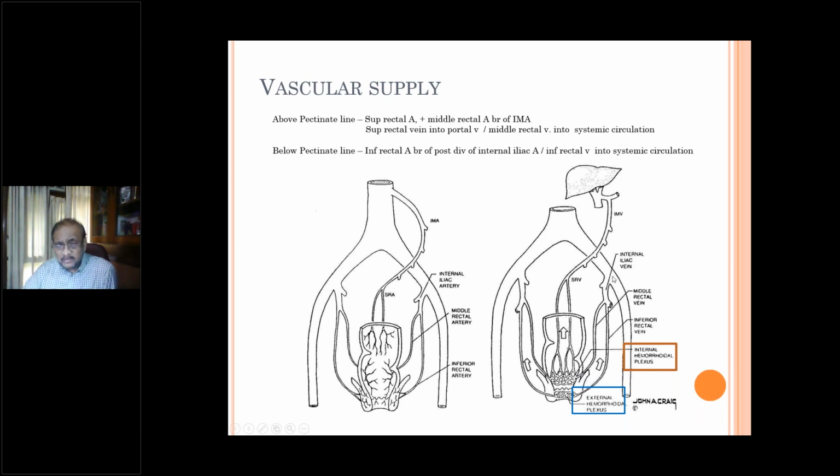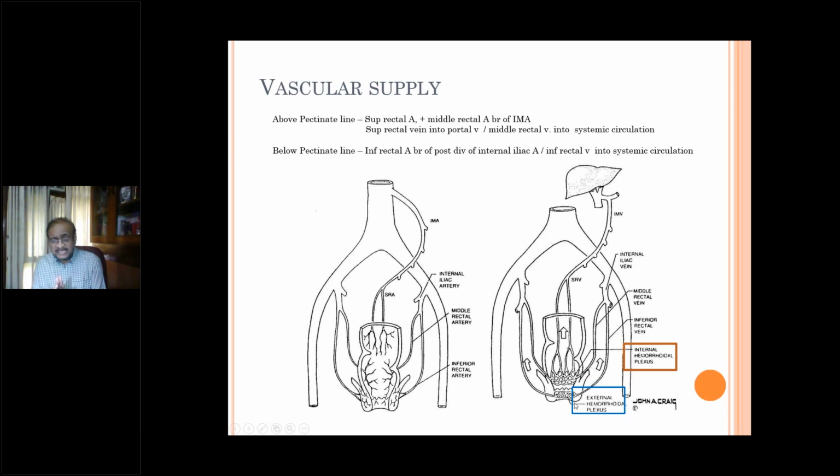There's the internal iliac vein going into the common iliac, and also from the external, which is now going where, or the inferior rectal going where, again into the common iliac. So this is the systemic and this is the portal circulation. Is that clear? So that makes a plexus out here, the internal hemorrhoidal plexus, and this makes a plexus out here, the external hemorrhoidal plexus.